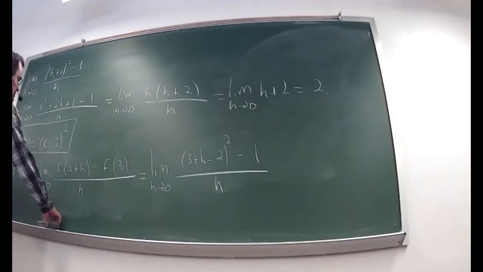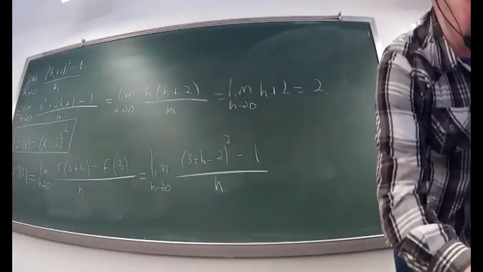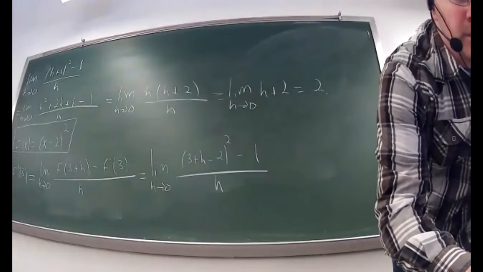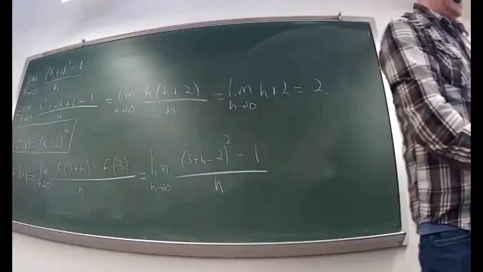Okay, so let's pause for a second. First of all, any questions about that calculation? Let me check the chat as well. Yes, the derivative is the instantaneous velocity at the point. That's correct.